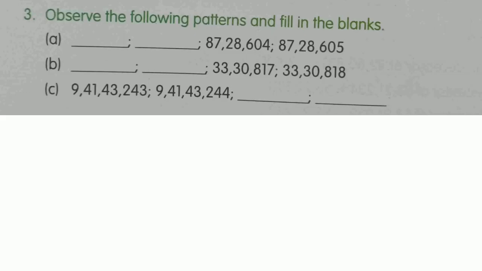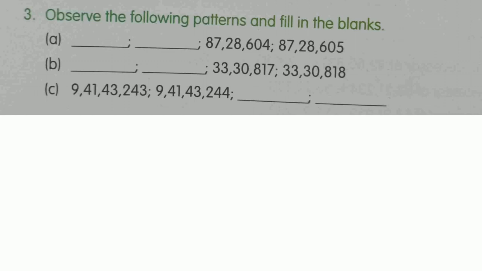Moving on to our question number 3. Now in question number 3, you just need to observe the patterns and fill in the blanks. It means that these usually are for the predecessor and successor. You just need to find out in which question you need to find the predecessor and in which the successor. Now part A is dash dash 8728604, 8728605. In this question you need to find out the predecessor of the given number.